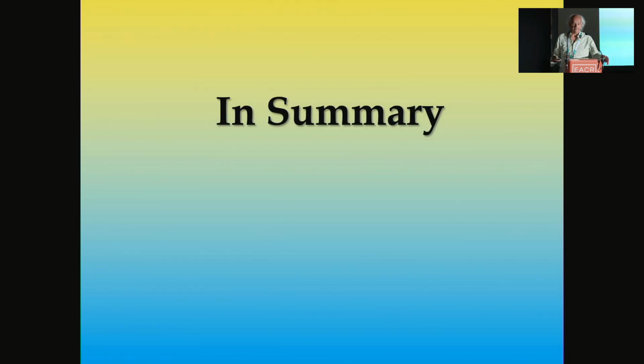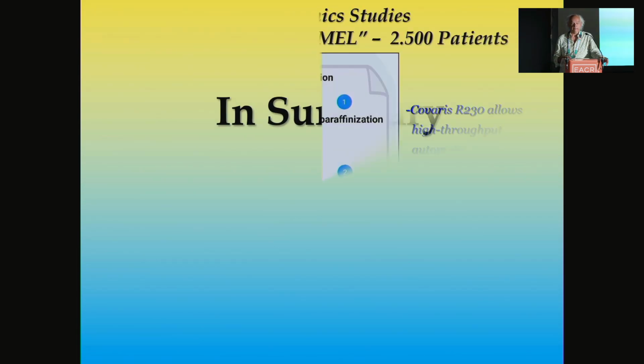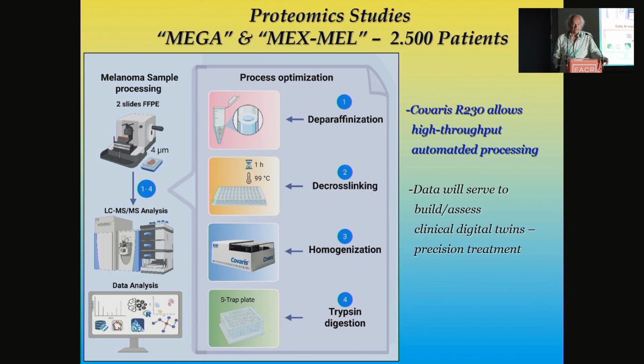So in summary, I would say that we have been able to develop over the last year a workflow, so it will be shortly available in publication. But these are the steps that you do in deparaffinization. You get cross-linking you have to get rid of, and then homogenization, which is very important. So that is the part that you run.